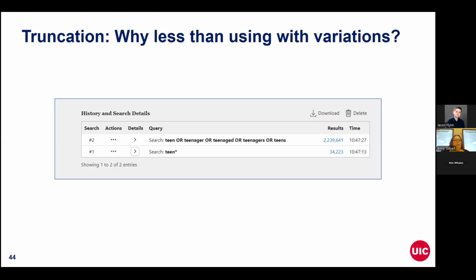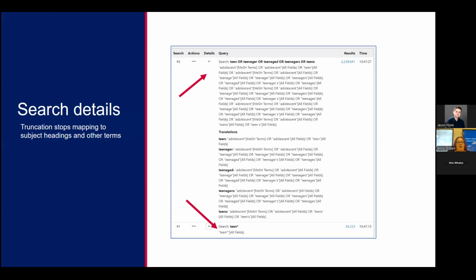And why are we getting so much less, like millions less? The answer is, of course, the automatic term mapping. So truncation is stopping the mapping to subject headings and to other terms. But if you put in all of those variations on the word with OR in between them, you are getting all of those extra terms and MeSH terms as well.